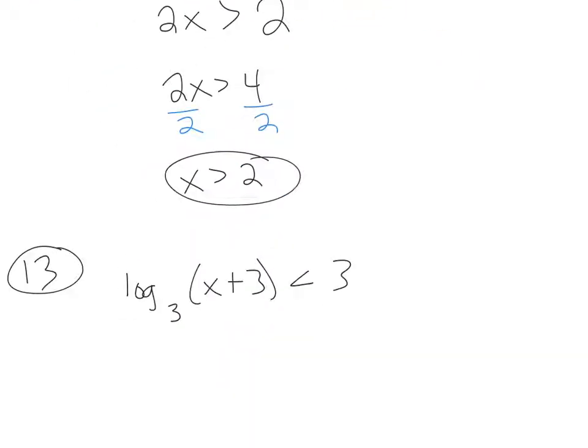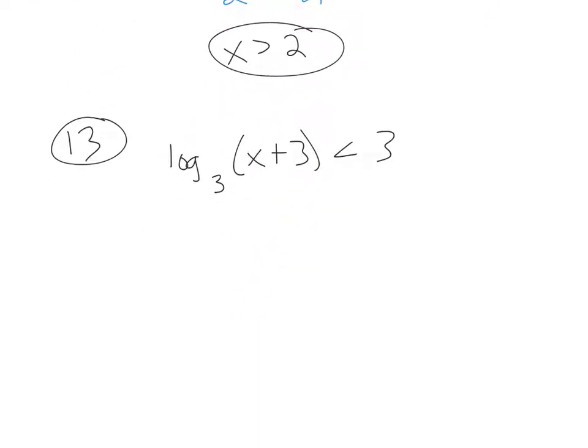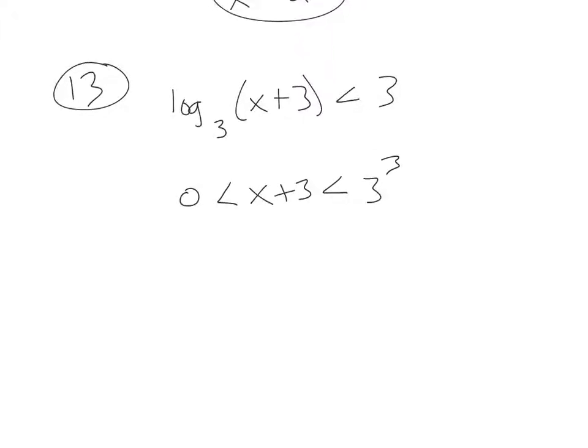So let's do that. Let's put a 0 as our minimum bound, and then we'll put x plus 3 in the middle, and that is less than our base raised to that exponent, 3 cubed. Okay, solving that out, you've got 0 is less than x plus 3, which is less than or equal to 27. 3 cubed is 27.